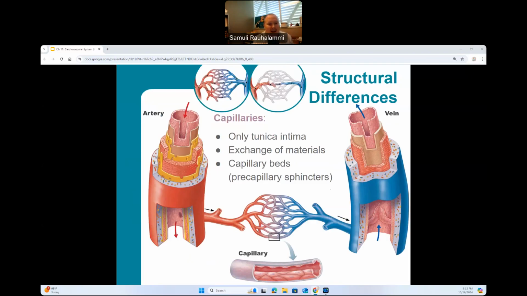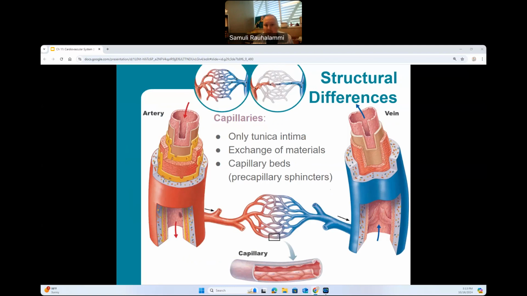The final specific type of vessels that I wanted to talk a little bit about is going to be our capillaries. Capillaries are often only one cell layer thick, so this is where we would see only tunica intima present. And this is to allow for the exchanges between the blood and the tissue. So that's the business end of these structures.